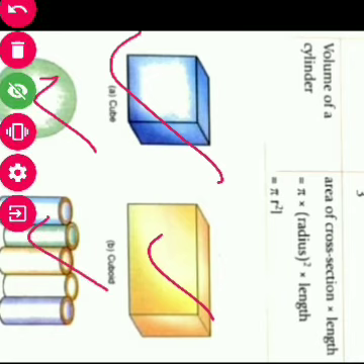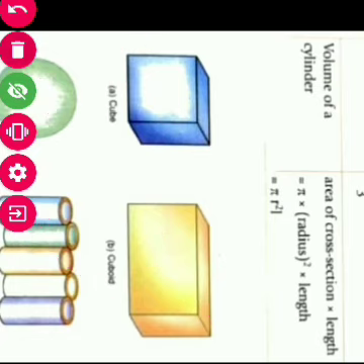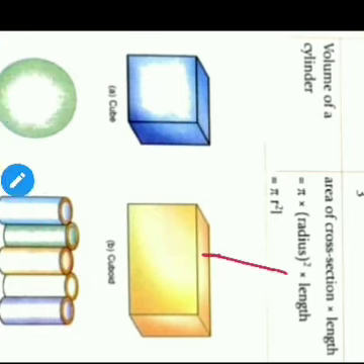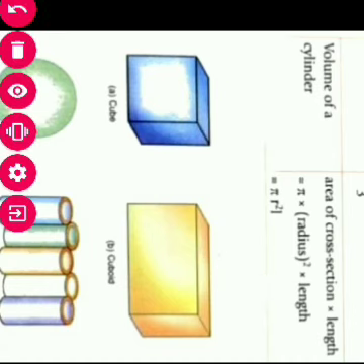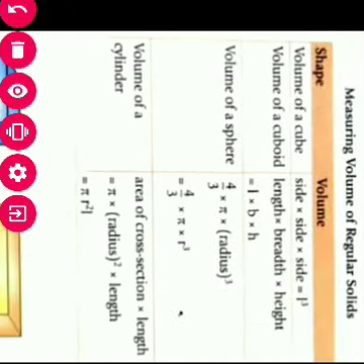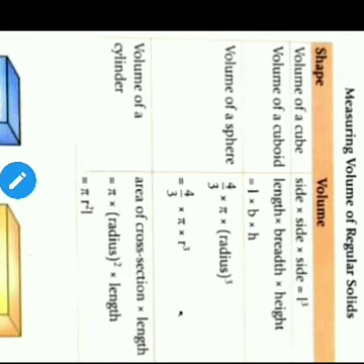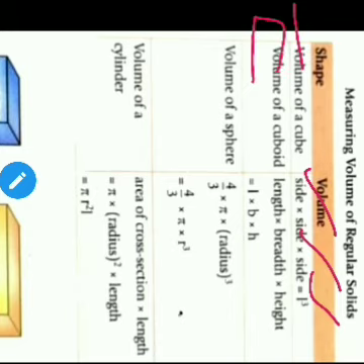Now we have formulas to find the volume of all these things. The formulas are given over here. Let me show you. Okay, so these are the formulas. If I have to find the volume of a cube, the formula is side multiplied by side multiplied by side, because we all know that a cube has all sides equal. Similarly, to find the volume of a cuboid, the formula is length times breadth times height. We all know these three things are there in a cuboid, so to measure its volume we need to multiply all these three things.